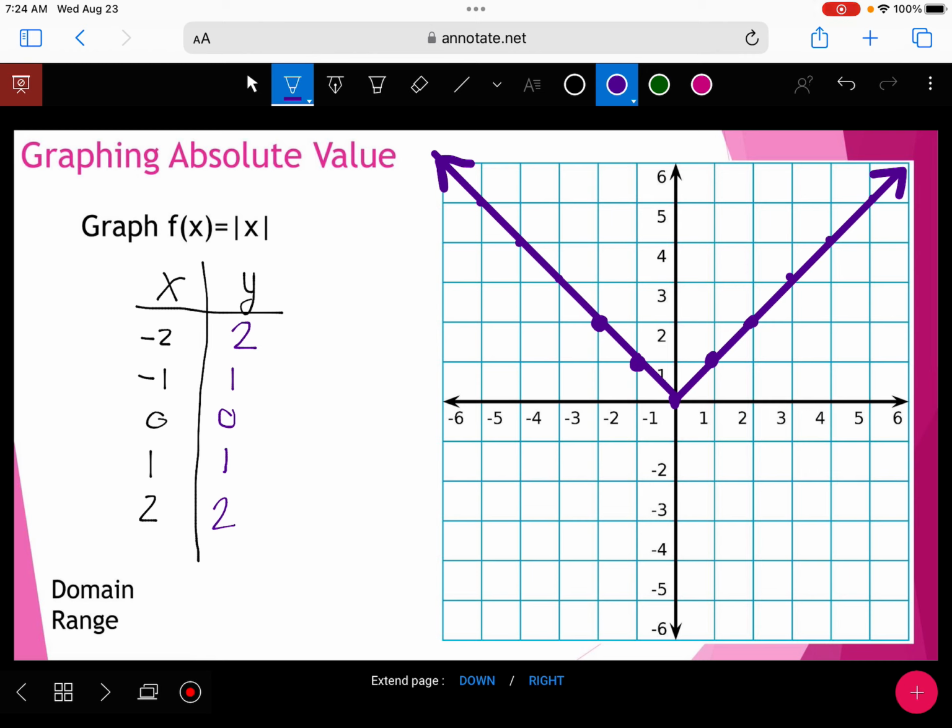Let's do our domain and range real quick before we go on to the next thing. What is the domain? All real numbers, or -infinity to +infinity. What is our range? All positive numbers. So we can word that as y has to be greater than or equal to 0. Or you could do 0 to infinity. Either way of wording that means all positive numbers, or all non-negative numbers.